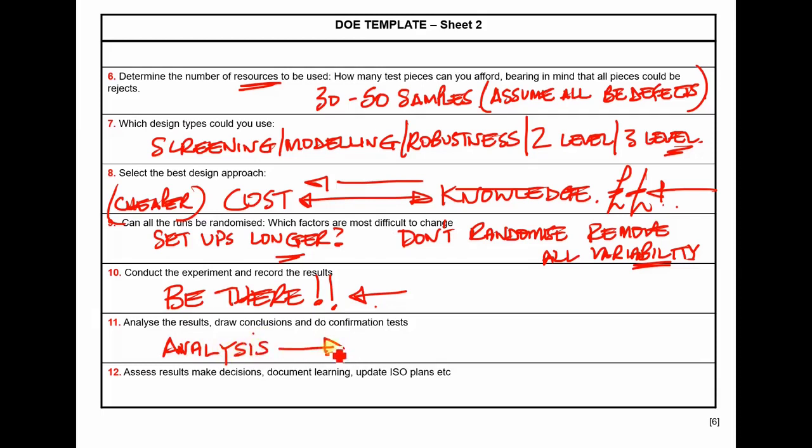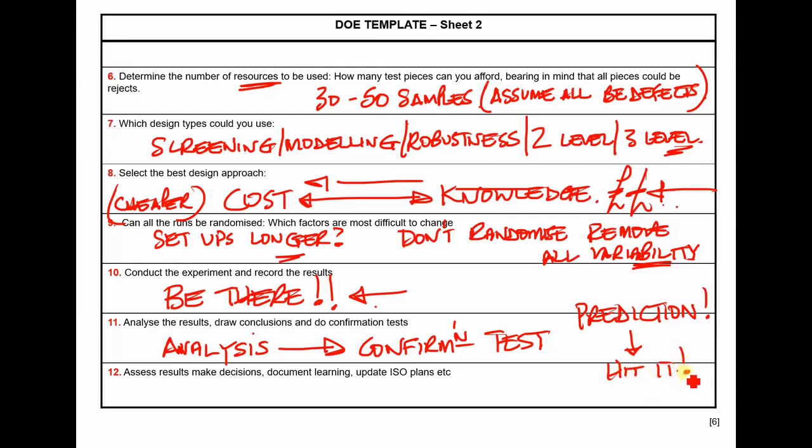And a key point, do a confirmation test. In other words, what's a confirmation test? You make a prediction. This is when you really know how your process works. You make a prediction and you hit it. That is confirmation right there. And that proves you've got knowledge out of this experiment. That's what a DOE does. It gives you knowledge to be able to predict and therefore just hit targets.